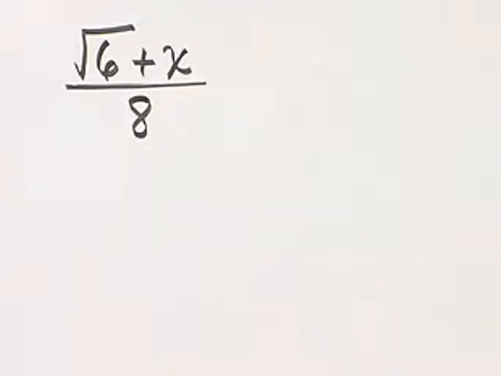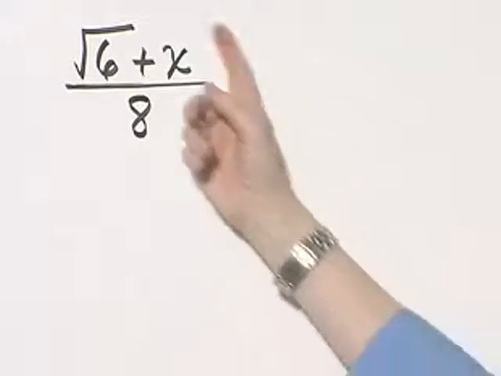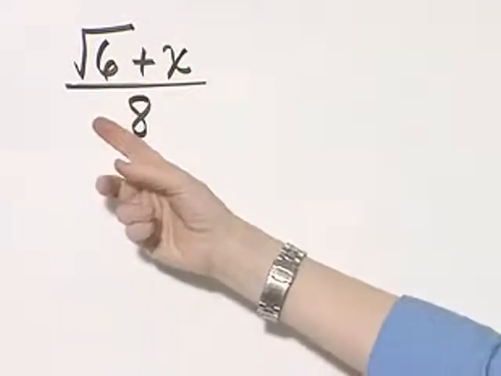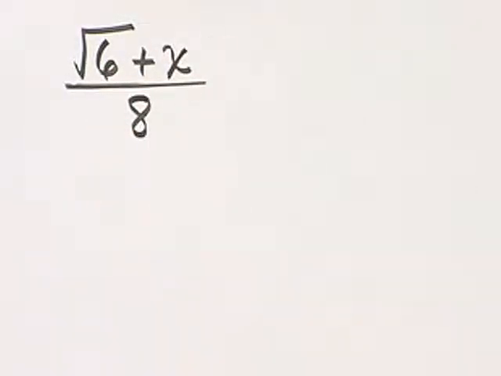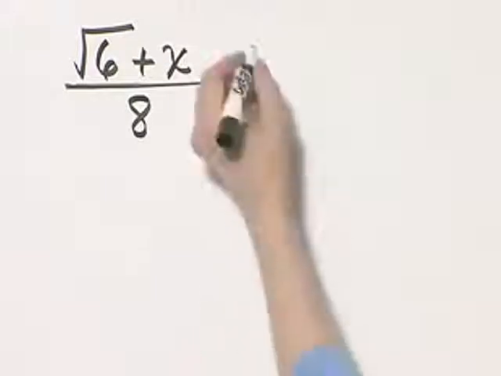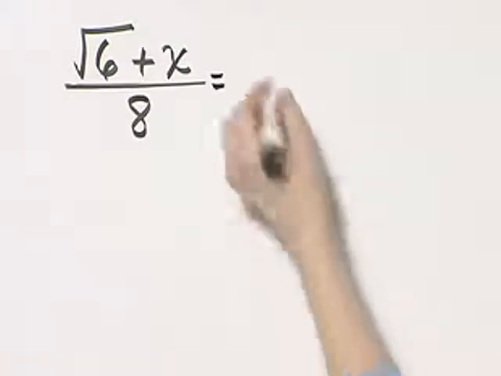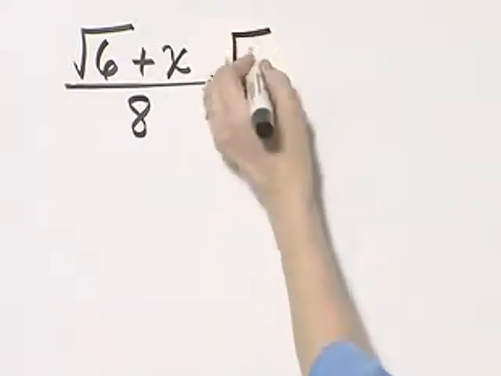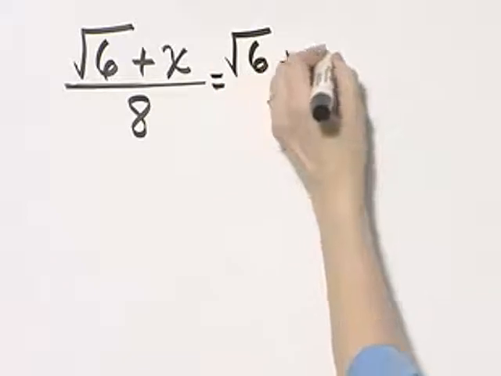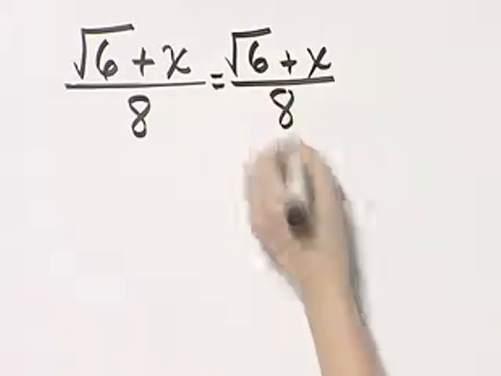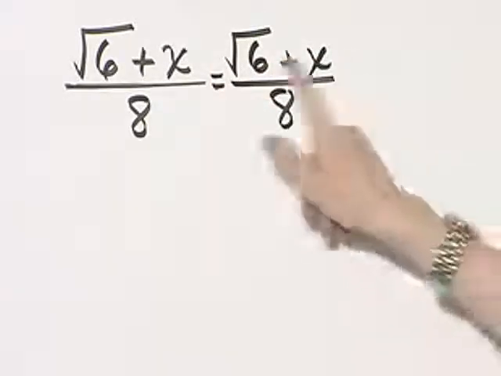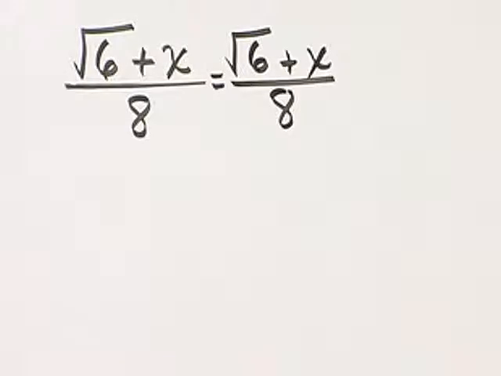Now, rationalizing the numerator simply means we want to write this as an equivalent expression, but without a radical in the numerator. And we do this the same way as for rationalizing the denominator. I will rewrite this. It's the square root of 6 plus x all over 8. Study the numerator. You can think of this as a binomial. And to rationalize the numerator, we multiply numerator and denominator by the conjugate of the numerator.